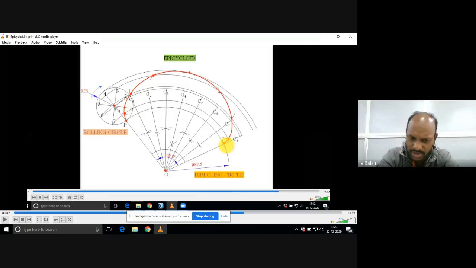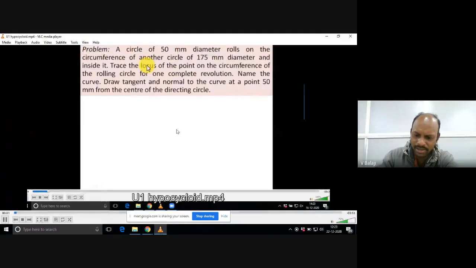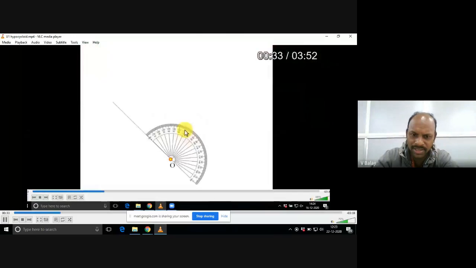Okay. So how to calculate these angles, everything I will explain. Don't worry, it is a simple formula that I will explain. Now coming to hypocycloid, I will show you one more screen here.